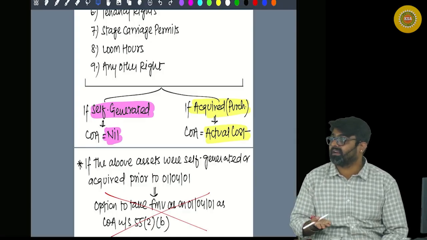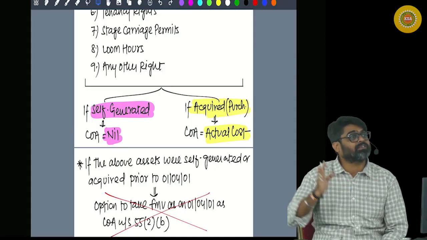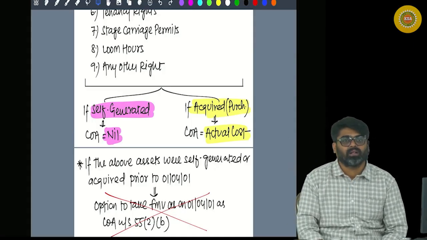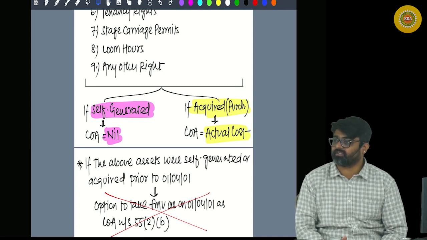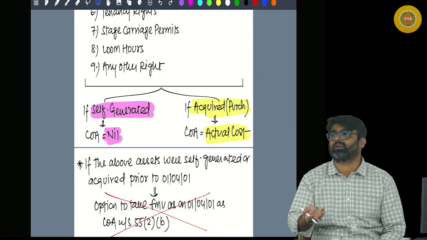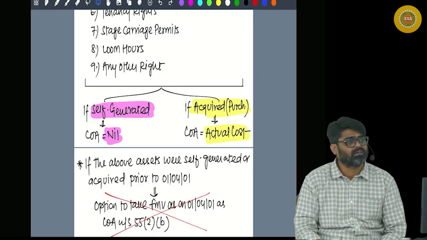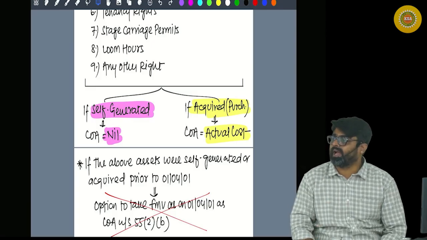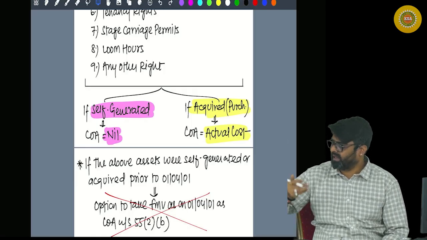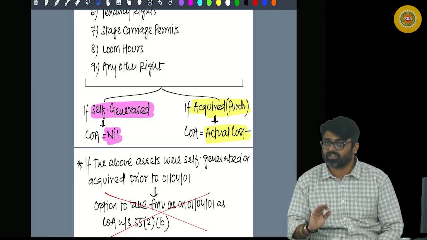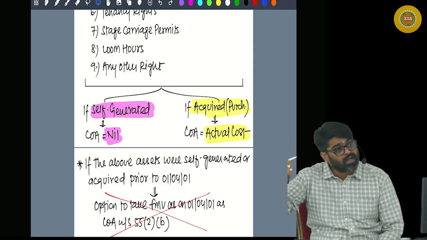Period of holding I will check 36 months or I can check 24 months. It depends on when these assets are transferred. If they are transferred prior to 23rd July, I will check 36 months. If the period of holding is 36 months or less, the asset is short term. Cost you know, reduce without indexation. And if the period of holding is more than 36 months, cost you know, index and reduce. Why are you getting indexation? Why are you checking 36 months? Because the asset was transferred prior to 23rd July.